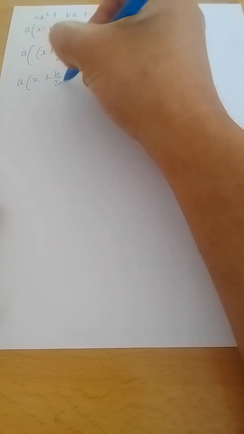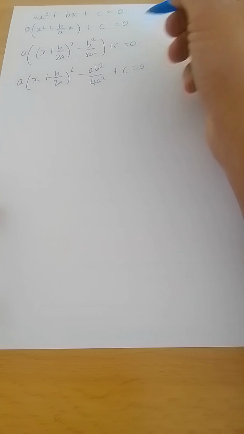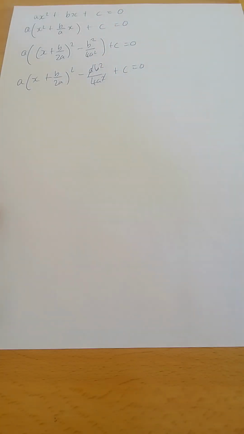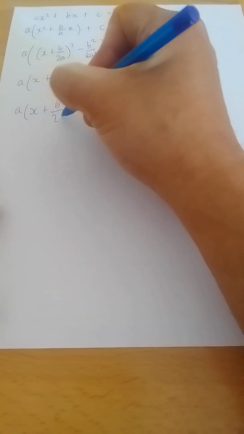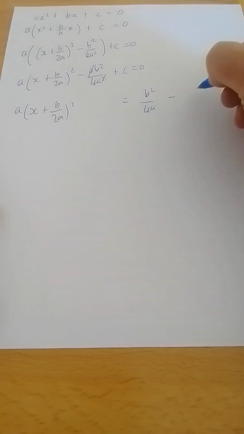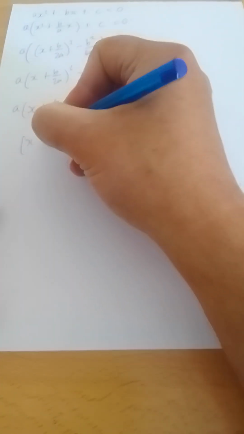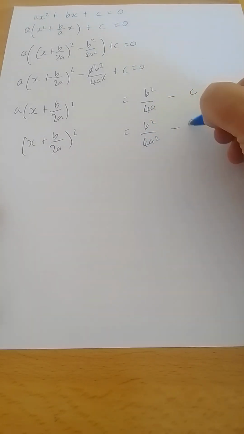Now we expand this bracket, so we'll have (x plus b over 2a) squared all times a here, and multiplying this also by a gives ab squared over 4a squared, plus c equals 0. One of these a's will cancel out, so that a will cancel against the square here, so it will be b squared over 4a. Now we can bring these terms to the right hand side, so a times (x plus b over 2a) squared is equal to b squared over 4a minus c. Now we need to divide both sides by a, so (x plus b over 2a) squared is equal to b squared over 4a squared minus c over a.